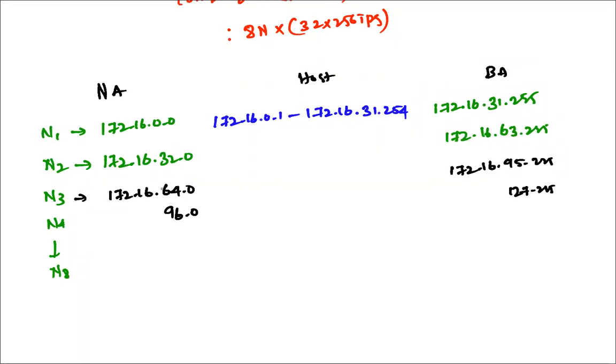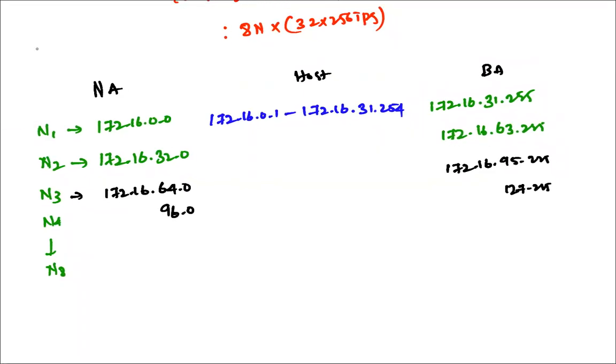To find out the last network, what do you have to do? You have to do 256 minus 32, which is 224. So the last network is 172.16.224.0 till 172.16.255.255. Okay, clear? Good.